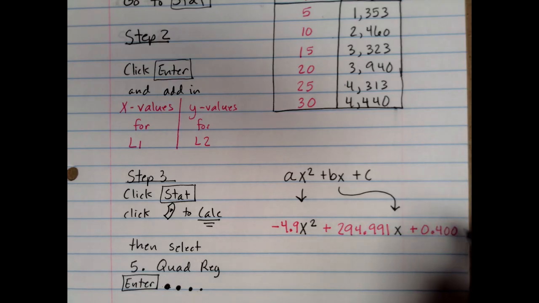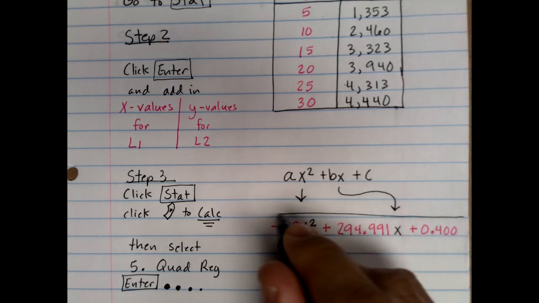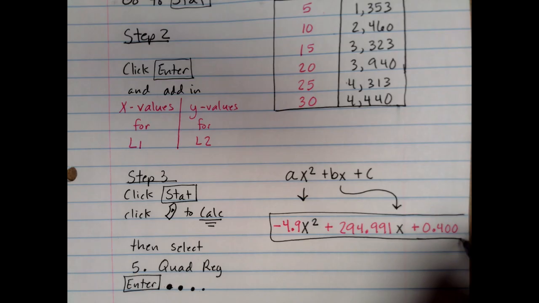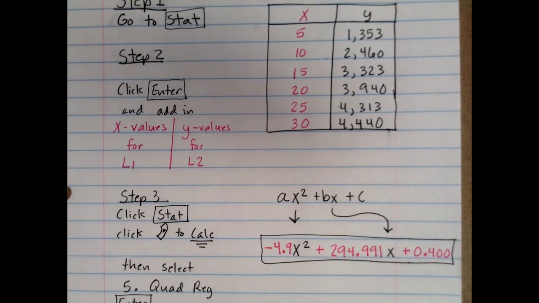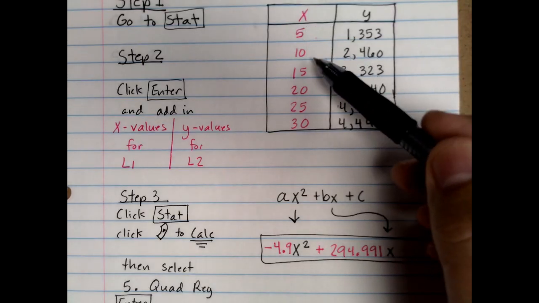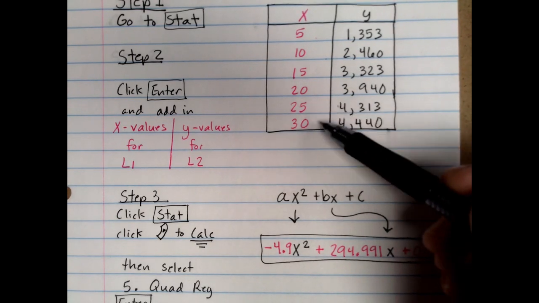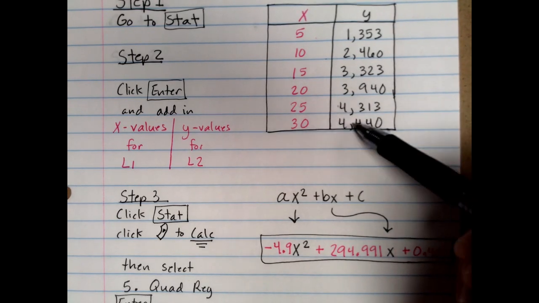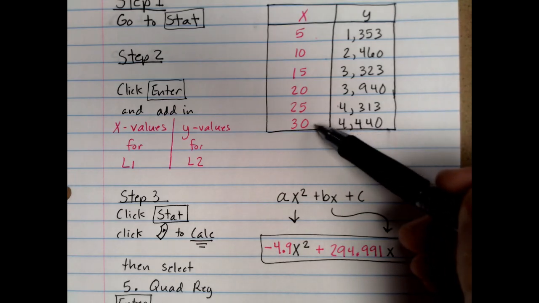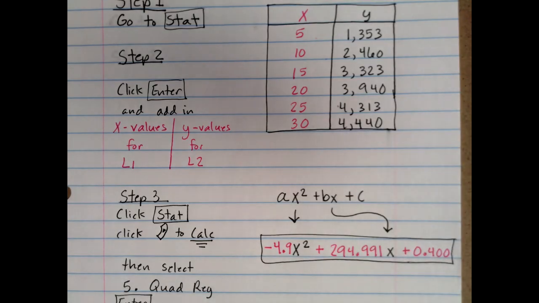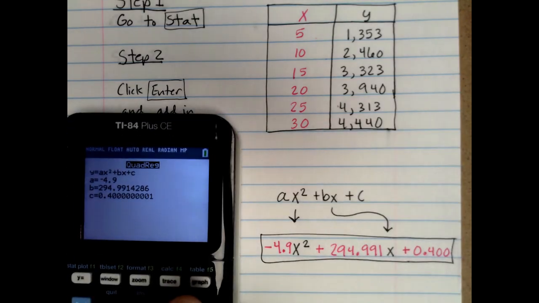So now I'm done. This is the equation, and if it was asking you to give the equation, this is what you would give. On the other hand, if it was telling you to make a prediction, let me give you an example. Let's say that these x values represent weeks, and at the 30th week, a person has $4,440 in their bank account. And let's say they asked, how much money are they going to have on the 35th week? There are two ways you could address that.